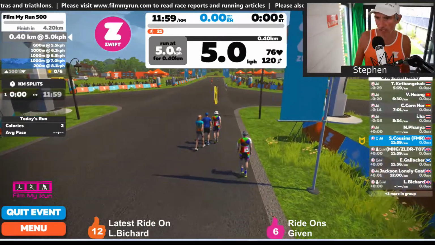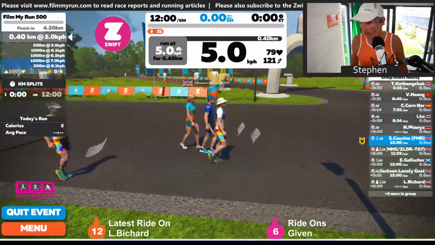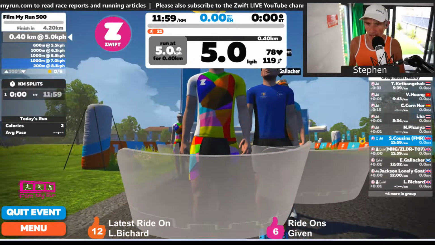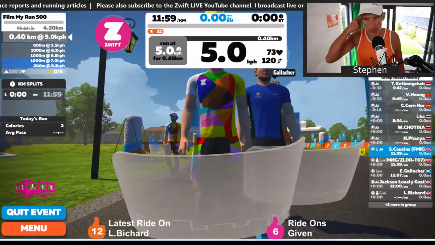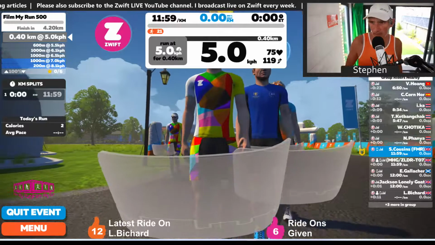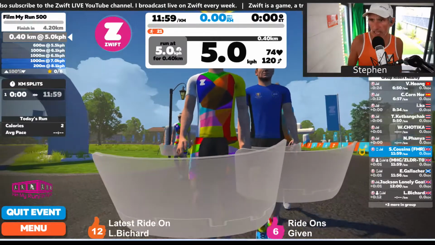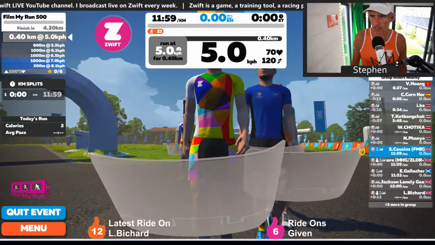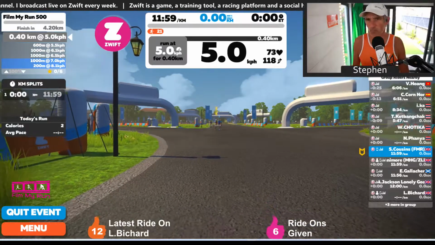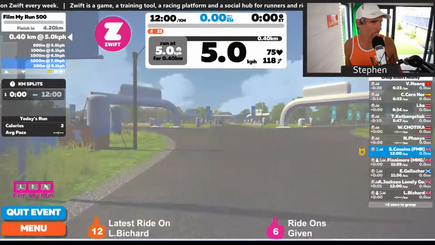Lee Burchard looks like he's stuck on the start line. Eleanor Gallagher, Clive Finnemore, Andrew Jackson, Lee Burchard, and then we've got our usual set of excitable runners who've run off into the distance up ahead. But that's what we usually get.